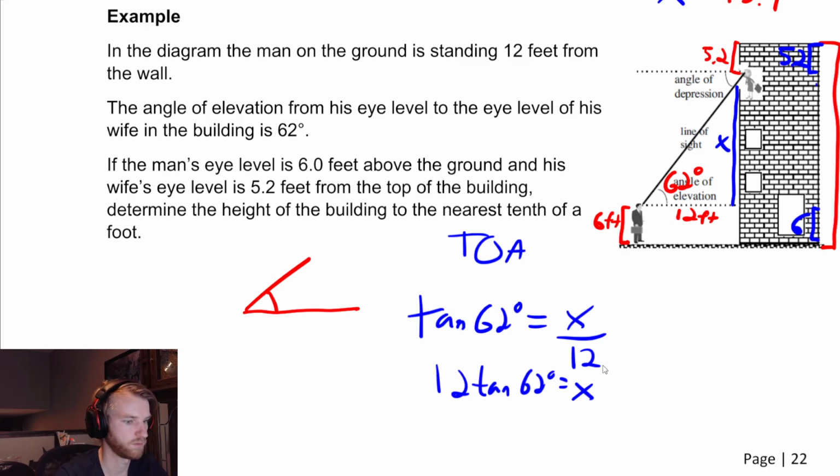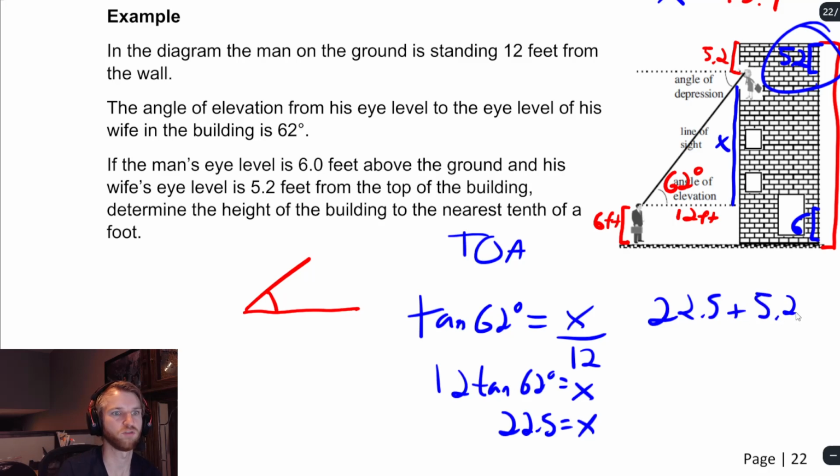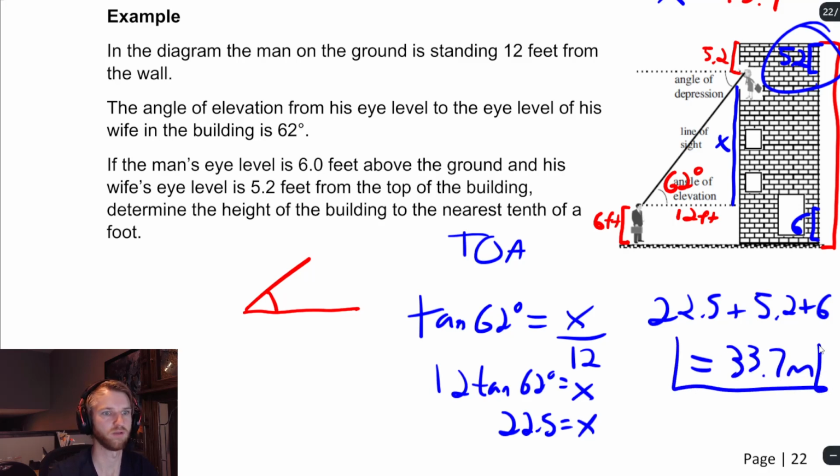Put that into my calculator. 12 tan 62 degrees is equal to 22.5. So 22.5 meters. So that is this distance here. The height of the entire building, though, is that plus this 5.2 meters plus 6. So 22.5 plus 5.2 plus 6. That will be 27.7, plus 6 more, 33.7. 33.7 meters will be the height of the entire building.